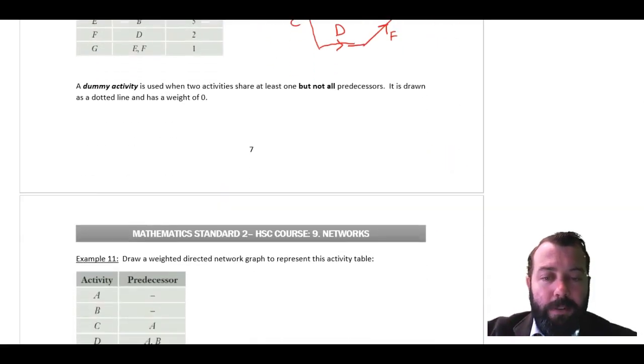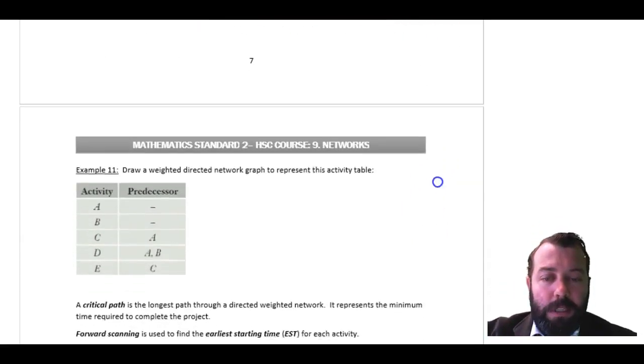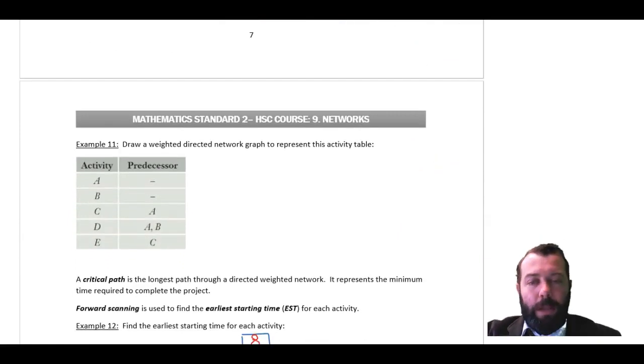Now, we will have an example where that works here. So here we go. Notice that A and B are predecessors for D. A is a predecessor for C, but B isn't. Okay, I've got a pair of predecessors here, and only one of those up here relating to another activity. So this is where we have to use a dummy activity. Let's have a go at doing this.